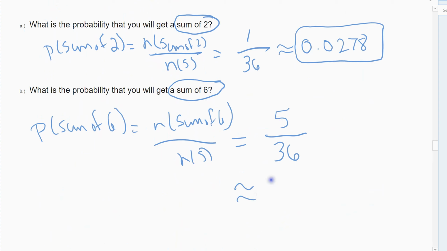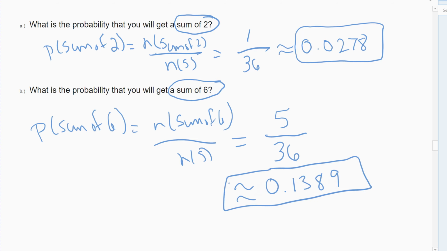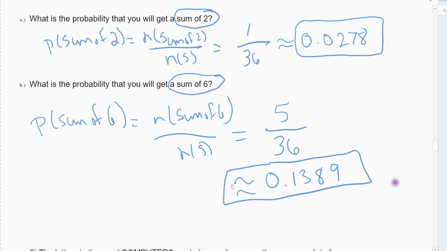Which, written as a decimal, comes out 0.1389, which is a little closer to what my experimental one was, right? My experimental one was 14 and a half, I believe. But this would be our expectation, right? If we did the experiment, this would be our expectation. If we, again, did a very large set, it should be pretty close to that.